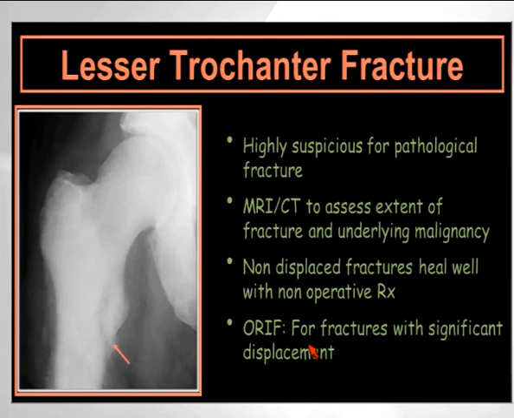Lesser trochanteric fracture, again, every time you see it, raise the concern for pathological involvement. This is a patient with diffuse sclerotic metastatic disease because of prostate cancer, and there is an avulsion fracture of the lesser trochanter.